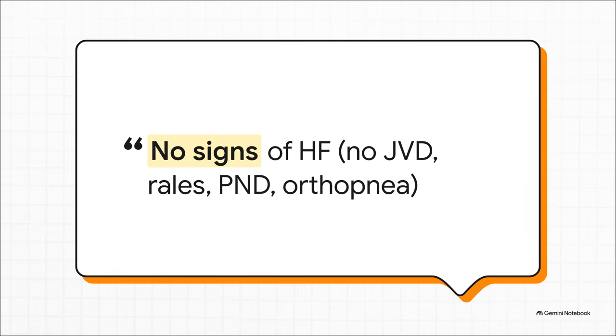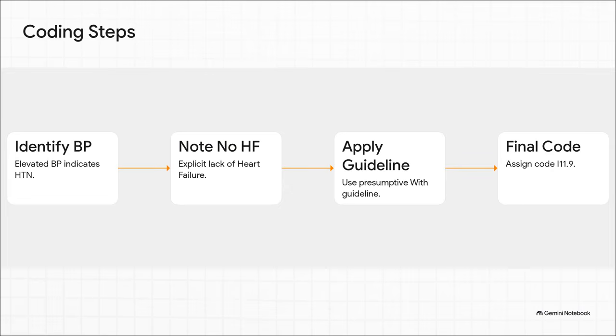But here is the massive clue the provider left us. The physical exam explicitly states no signs of HF. They checked for JVD, rales, all of it, and definitively ruled out heart failure. So, how do we crack this?